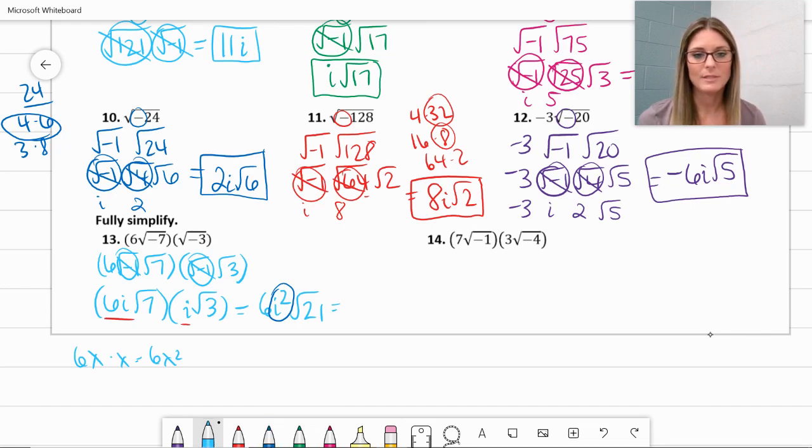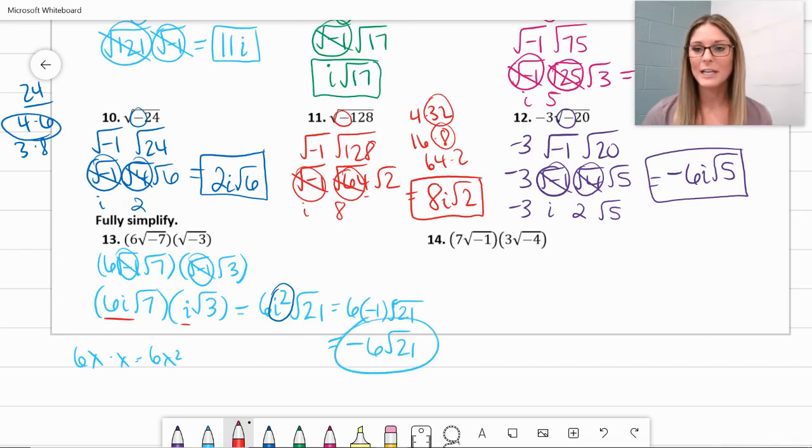So this becomes 6 times a -1, or we have -6 radical 21. All right, so let's look at number 14. Remember to simplify and then multiply. Okay, so the first one, we've got 7. That square root of a -1 is your i, so you can already simplify that.